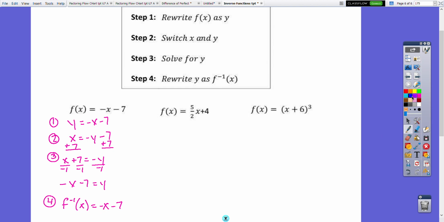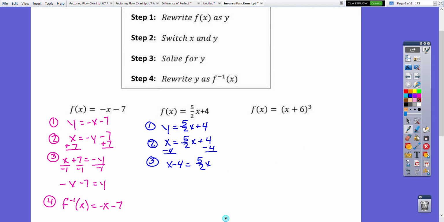All right, let's look at number 2. It's a little different because now I've got a fraction in there. We're going to follow the steps just the same. So step 1, we're just going to replace the f of x with y. So y equals 5 halves x plus 4. Step 2 says switch the x and the y. So x equals 5 halves y plus 4. Step 3 is where we start solving for y, so let's subtract 4 from both sides. So we have x minus 4 equals 5 halves y.